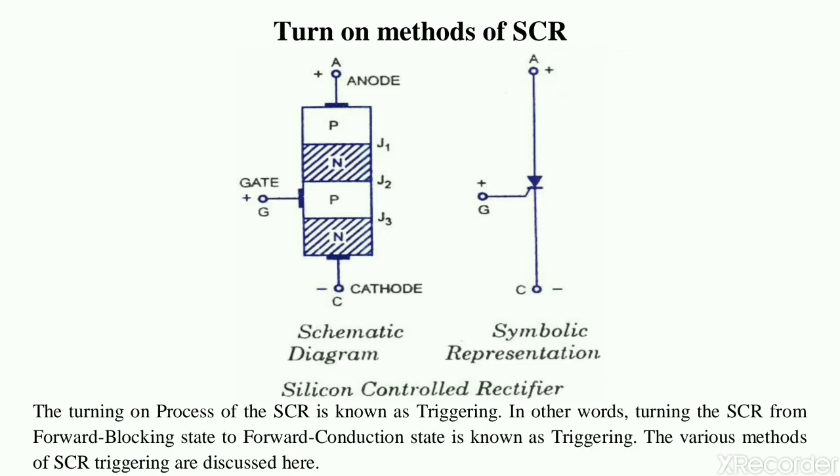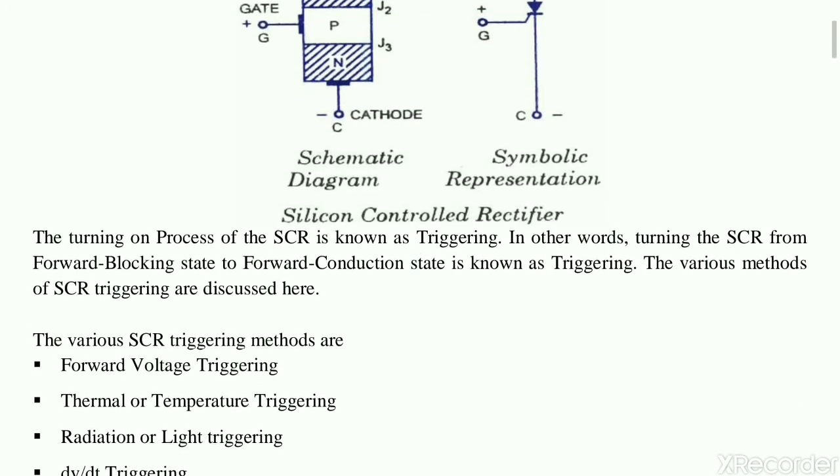We can see in the description that the turning on process of SCR is known as triggering. In other words, turning the SCR from forward blocking state to forward conduction state is known as triggering. As we all know, there are a total of 3 states of SCR, that is forward blocking state, forward conduction state, and reverse blocking state. So turning from forward blocking state to forward conduction state is known as triggering.